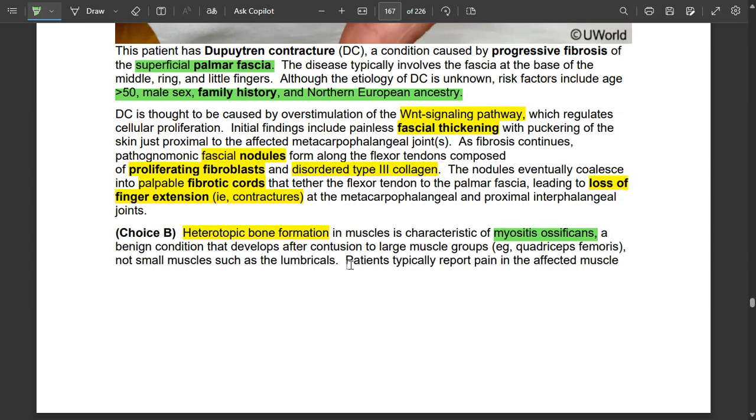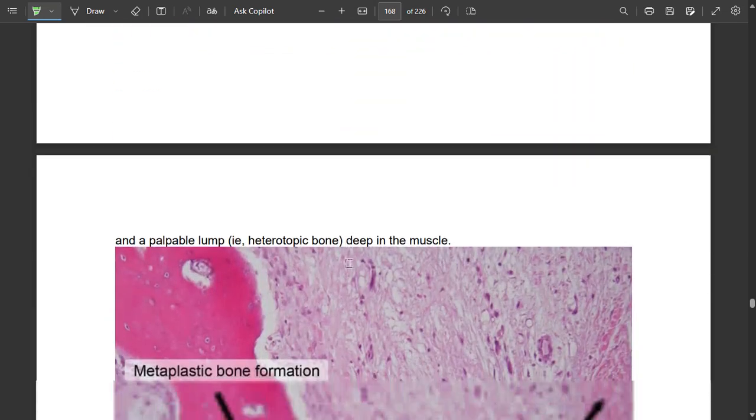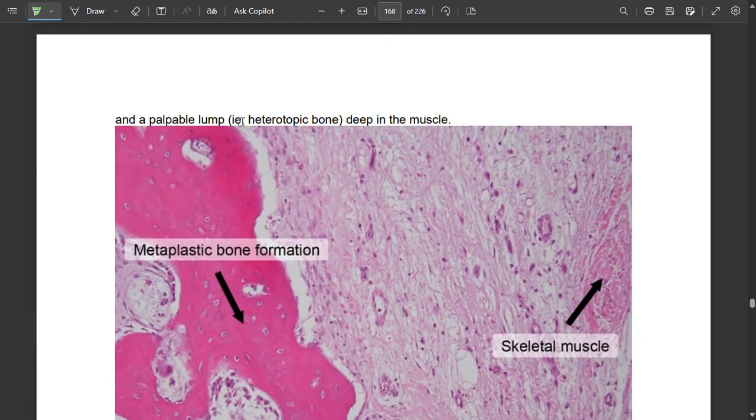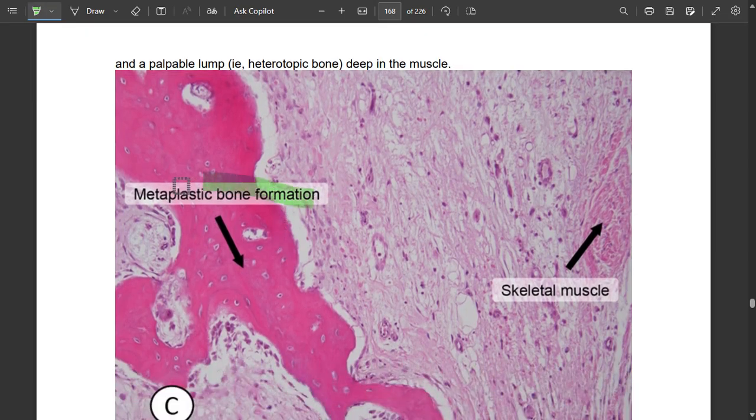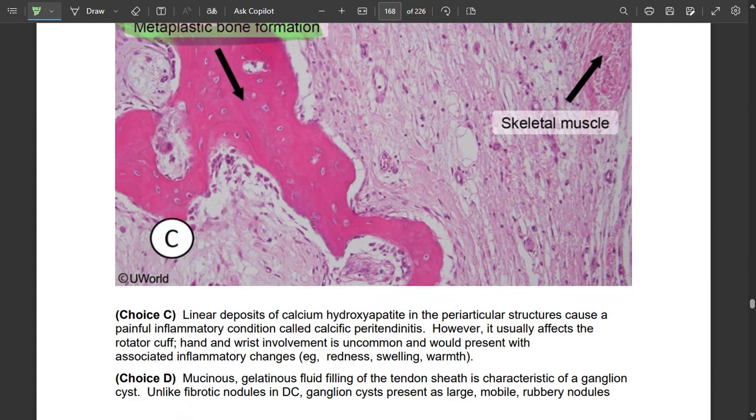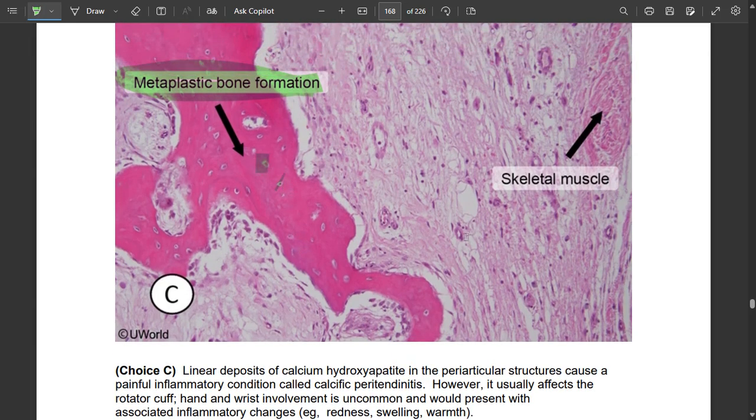Small muscles of the hand, the last of the lumbricals. Patients typically report pain in the affected muscles and a palpable lump, heterotopic bone deep in the muscle. So metaplastic bone formation can occur, which is a metaplasia. So there are osteocytes present inside the muscle cells.